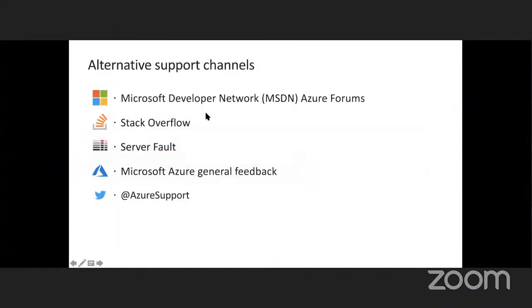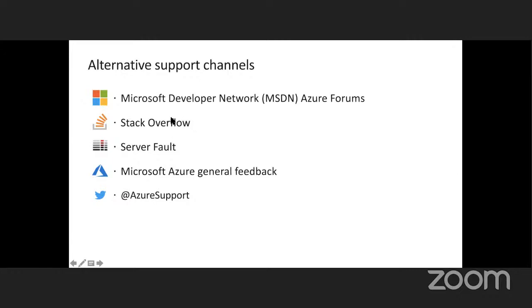So these are alternative support channels. Stack Overflow is something that developers use all the time to find answers to their questions. Okay, they have the Microsoft Developer Network, Azure Forums. I personally don't like forums. Sometimes they're messy, but sometimes they're helpful. Okay, I like Stack Overflow better. There's always someone that has an answer on Stack Overflow.